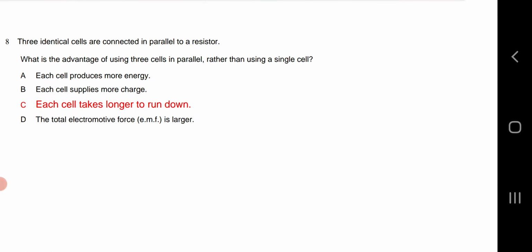Question number 8. 3 identical cells are connected in parallel to a resistor. What is the advantage of using these cells in parallel rather than using a single cell? We have explained earlier that if we connect the cells in parallel combination, then the overall capability of storing the current will become higher. Storage capacity of the current will become higher. And that's why each cell can take longer time before running down. So option C, each cell takes longer to run down.